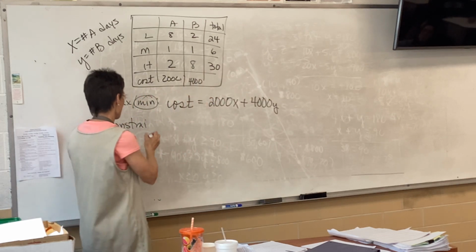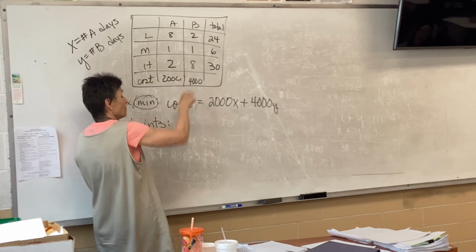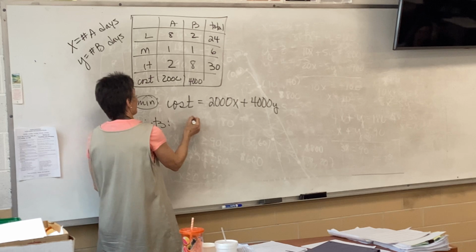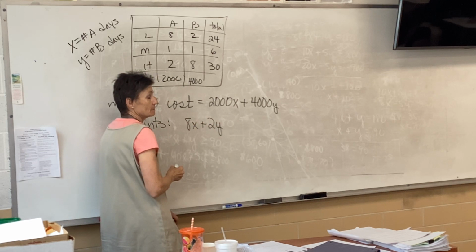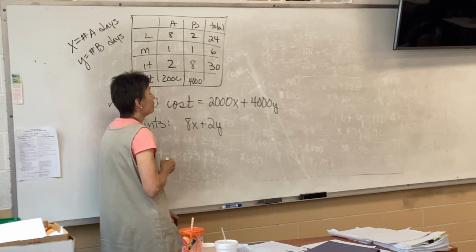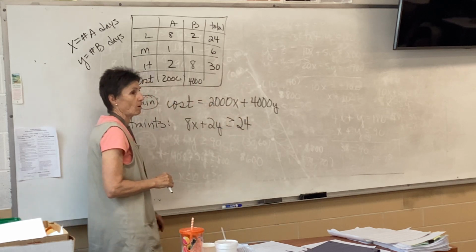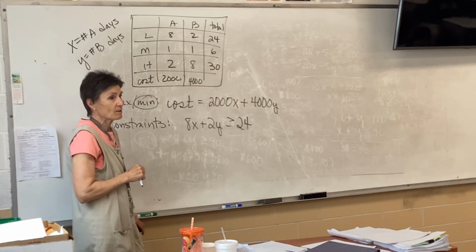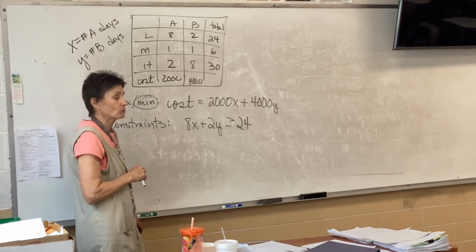And what are my constraints? Top row, what's top row say? 8x plus 2y. We need a symbol. It's gotta be an inequality. Greater than or equal to. If I tell you I need 24, can I get by with 23? No, but can I get by with 25? Yeah, greater than or equal to.